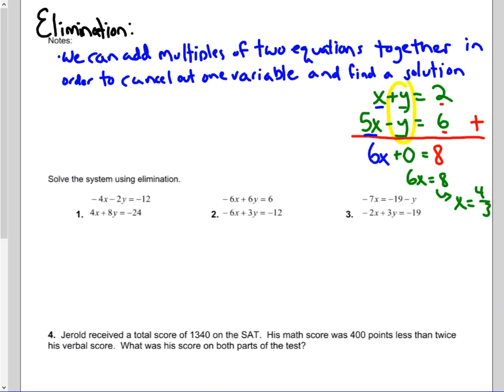All right, let's go back to our notes. So we noted that we can add multiples of two equations together in order to cancel out one variable and find a solution. Let's do that all together in number 1. We're going to finish our notes underneath that sentence there, but let's start with that example first and then go back to those notes. So here, looking at this problem, I already see a positive 4x and a negative 4x in these equations. And I know that if I add 4x and negative 4x together, I'm going to get 0. And that makes me happy, and that makes me want to use elimination. So let's add these two equations together.